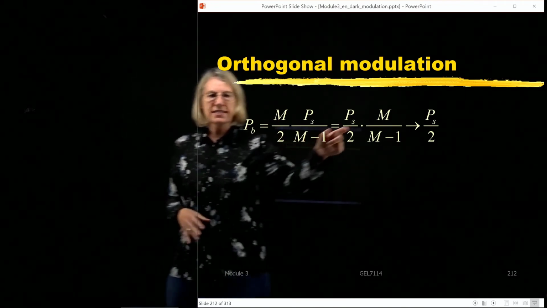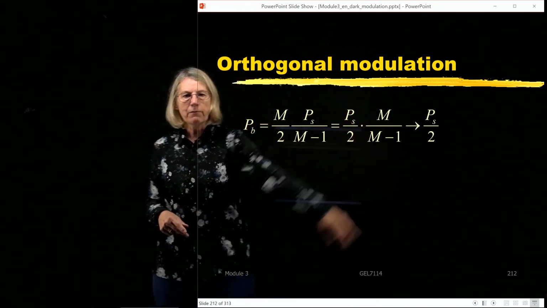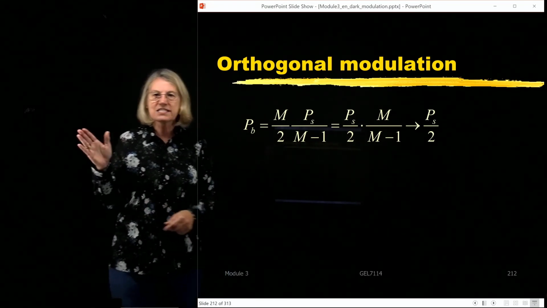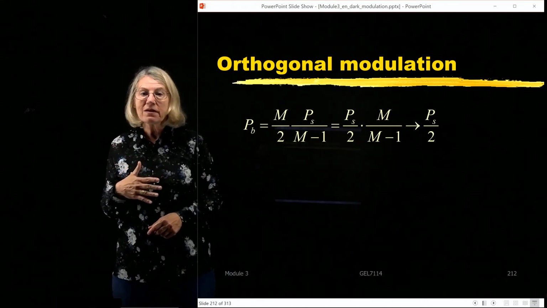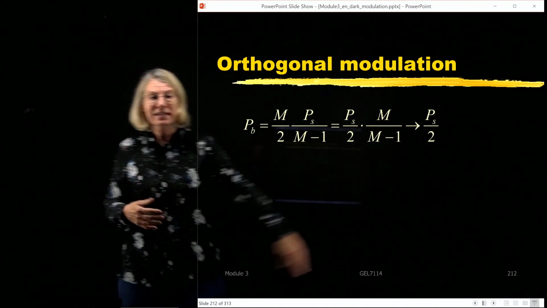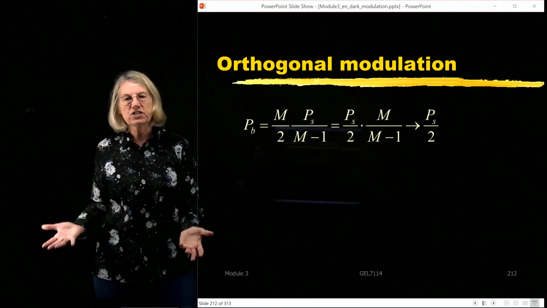Now what I'm going to do is take the symbol error over 2 and isolate that. And what's left is m divided by m minus 1. And we can see that for large m, m over m minus 1 is going to be negligible, and it really looks like 1/2 of the symbol error rate. So this is very intuitive.